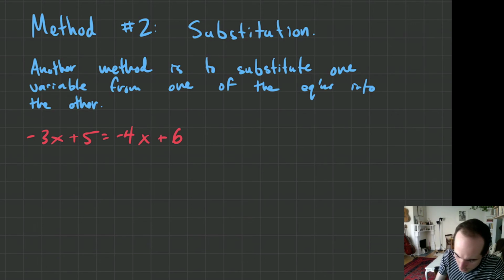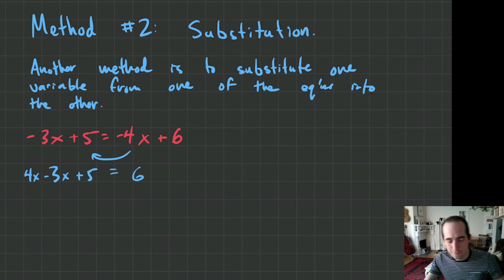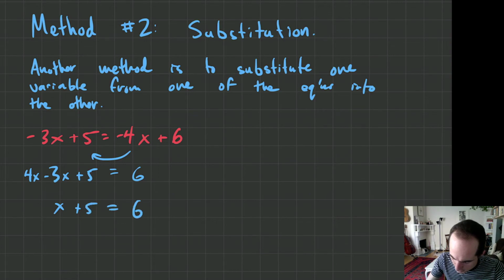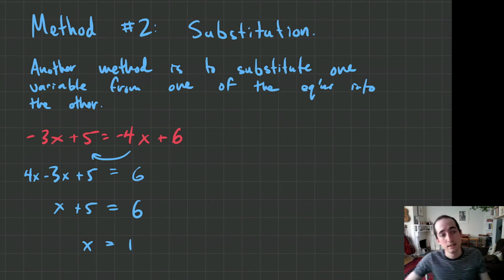I'm going to bring this 4x over to the other side. I'll add 4x to both sides, and I'm left with 4x minus 3x plus 5 equals 6. 4x minus 3x is just x, so I've got x plus 5 equals 6. I'll subtract 5 from both sides, and I get x equals 1. Great. So is that our solution? Almost.